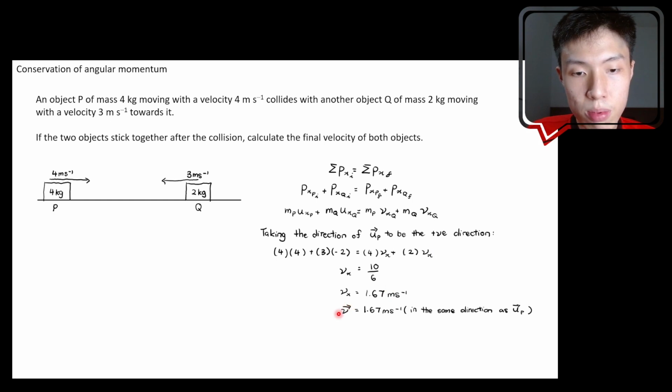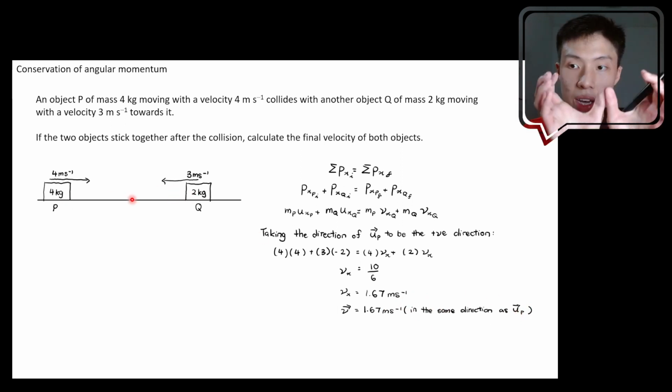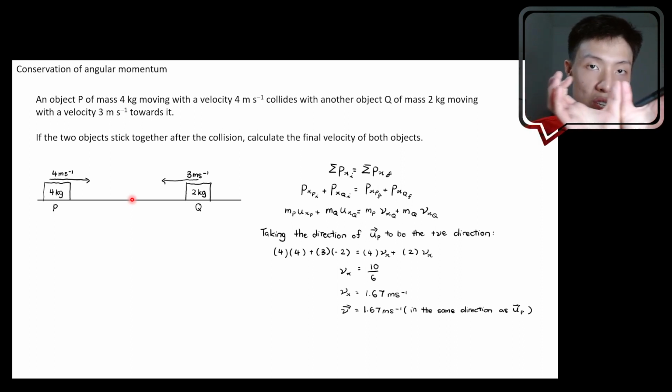So if you write it in terms of a vector, you use a vector sign and you write the magnitude. The magnitude of a vector must always be positive, so you always put the positive answer for the magnitude. But for the direction, you define clearly that the direction will be in the same direction as UP. So after P and Q collide together, they will move in the same direction as the initial velocity of P.